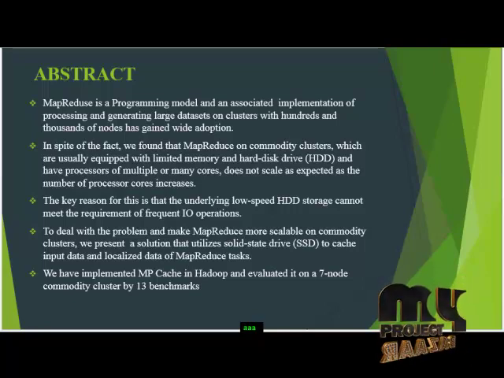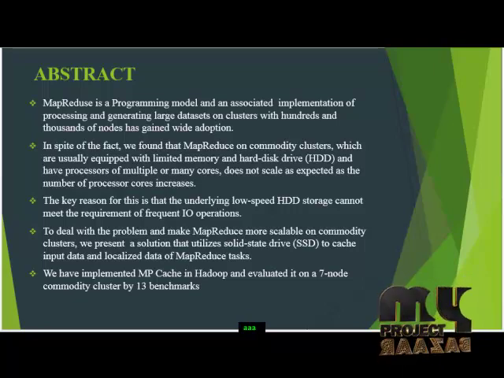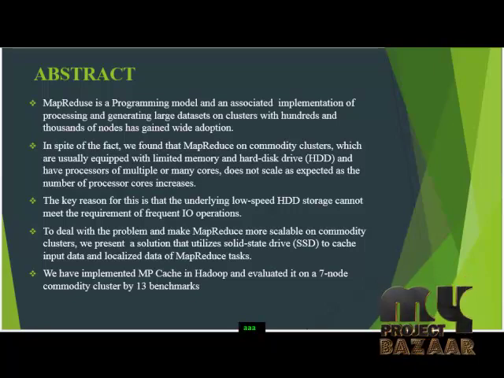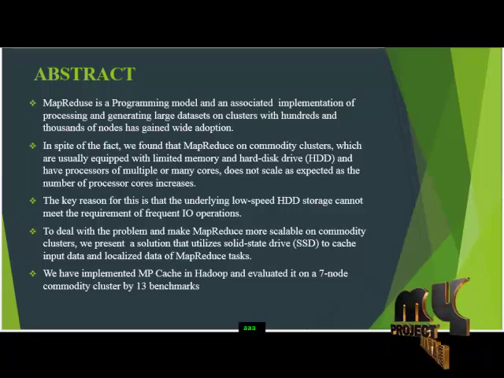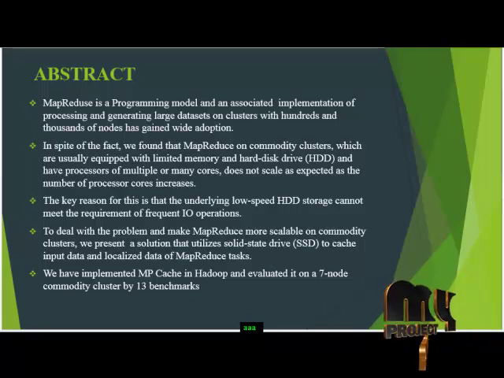MapReduce is a programming model and an associated implementation for processing and generating large data sets on clusters with hundreds and thousands of nodes, and has gained wide adoption. In spite of that, we found that MapReduce on commodity clusters, which are usually equipped with limited memory and hard disk drives and have processors of multiple or many cores, does not scale as expected as the number of processor cores increases. The key reason for this is that the underlying low-speed HDD storage cannot meet the requirement of frequent input-output operations.